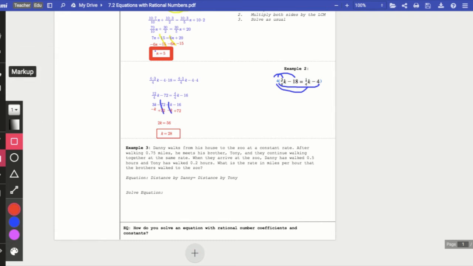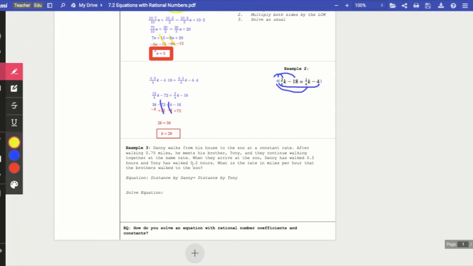So we got to start by highlighting our important information. So I know that after walking 0.75 miles, Tony and him are at the same spot. So we're going to highlight that meets. And then I know they're walking together at the same rate, which means that they're both going the same speed. I also know that Danny has already walked a half hour, and Tony only ends up walking 0.2 hours.